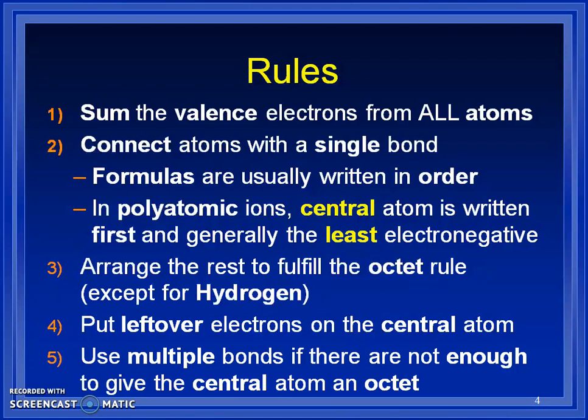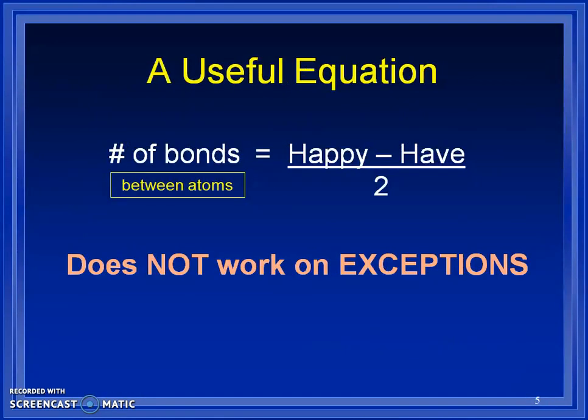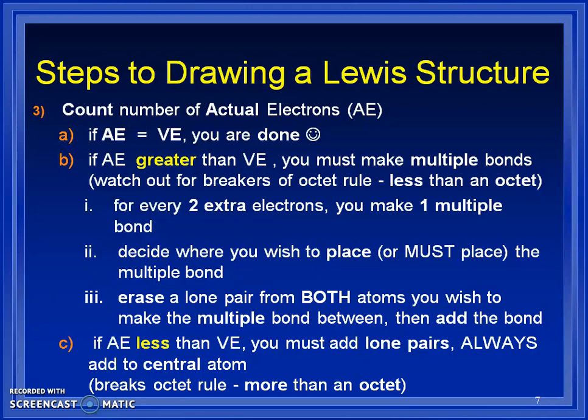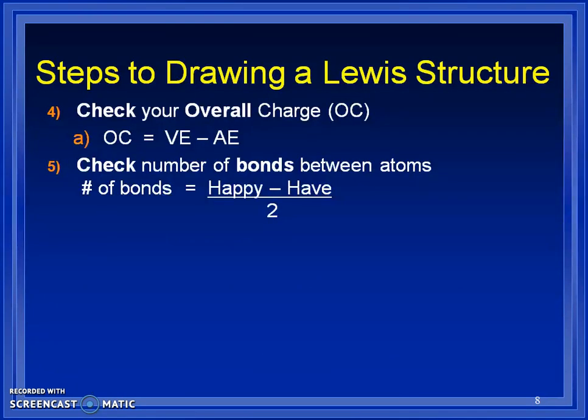We want to remember that our central atom, or the atom that we're going to put in the middle of our structure, is going to be the least electronegative, and that means it's going to be the farthest away from fluorine. If there are any leftover electrons, we're going to put them on the central atom, and we're going to use multiple bonds if there are not enough electrons to go around to make that octet. So this is a useful equation when we're dealing with just the bonds between the atoms, but this does not work for exceptions. So again, we're going to use this equation as a checkpoint. Write out your steps to drawing Lewis structures, and then we're going to do an example. And these are 2 checkpoints.